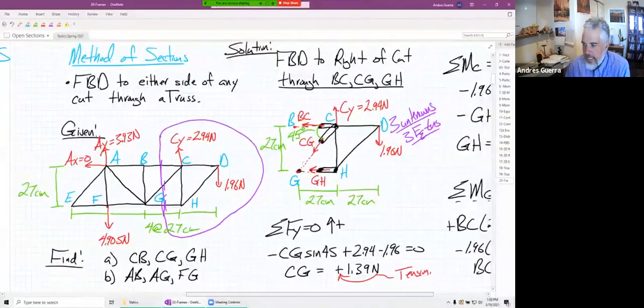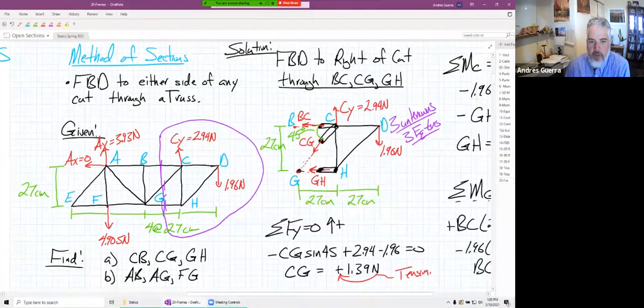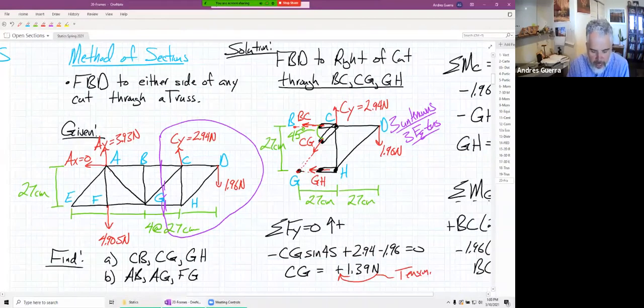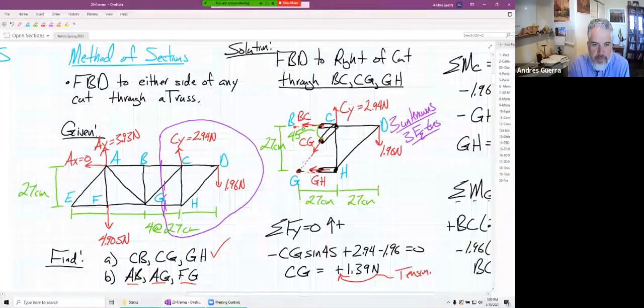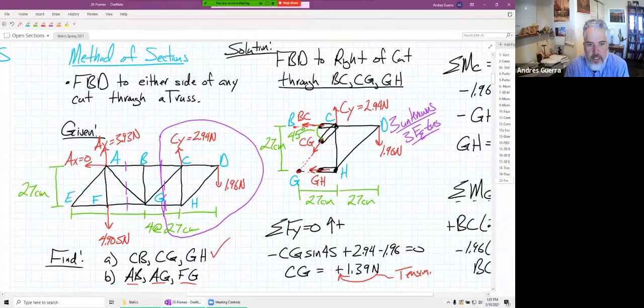Off last time, we were working on this problem, our yardstick truss again, and we had part A and part B, and we had completed part A here. So part A, we are done with that. For part B, they're asking us to find AB, AG, and FG. So let's identify where that is on our truss. So AB, AG, and FG. So that's those three right there.